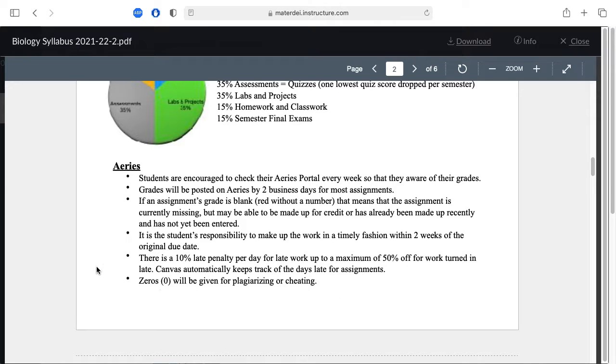The student handbook says you have 2 weeks to check things for accuracy. You don't want to let everything slide and then worry about your grade book in December. So just stay on top of it. Check Aries at least once a week and just know where you stand with your grades.